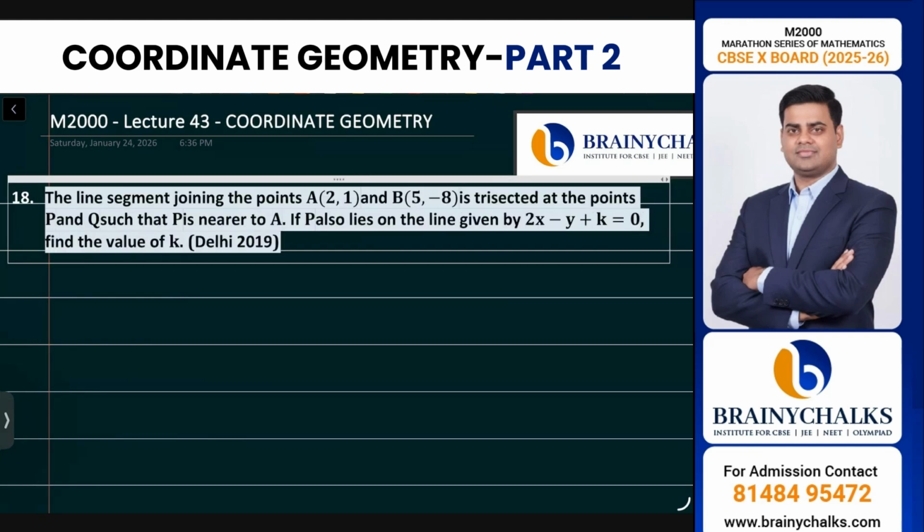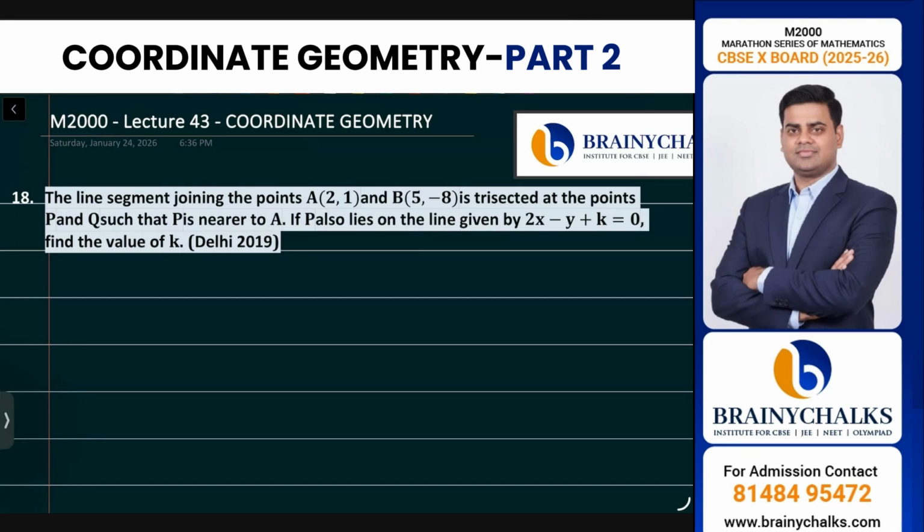Let's solve this question. The line segment joining the point A(2, 1) and B(5, -8) is trisected at the points P and Q such that P is nearer to A. If P also lies on the line given by 2x minus y plus k equal to 0, find the value of k.